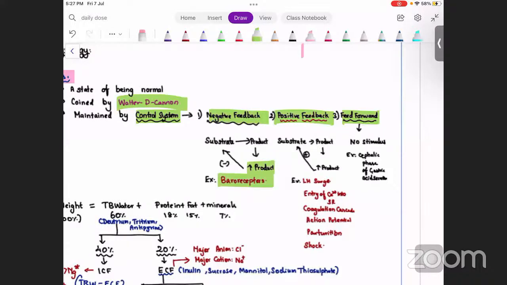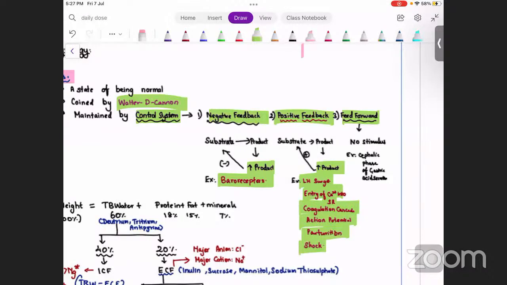And what is positive feedback? Exactly opposite to negative feedback. A substrate forms a product and the increased product will further stimulate the reaction. That is so called positive feedback. Yes or no? Examples are the LH surge, entry of calcium into the sarcoplasmic reticulum, the coagulation cascade, action potential, parturition, and shock.